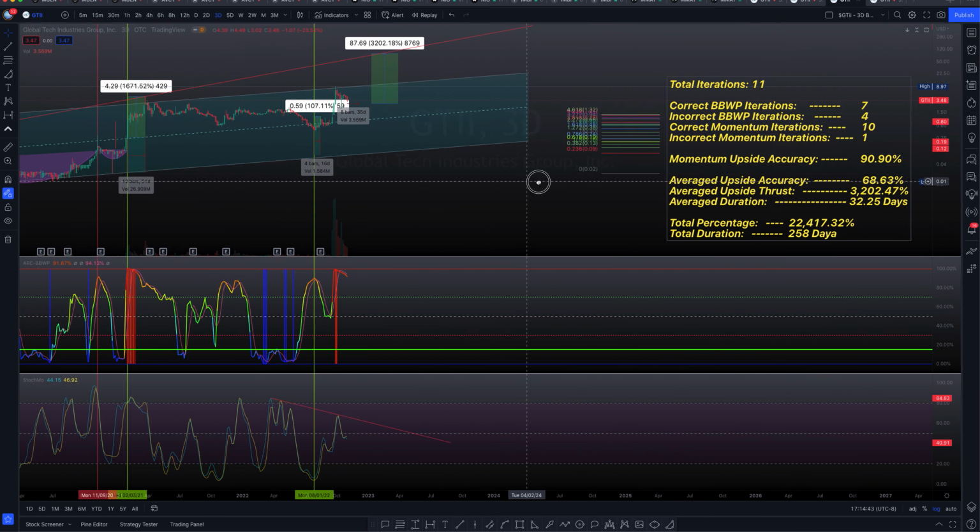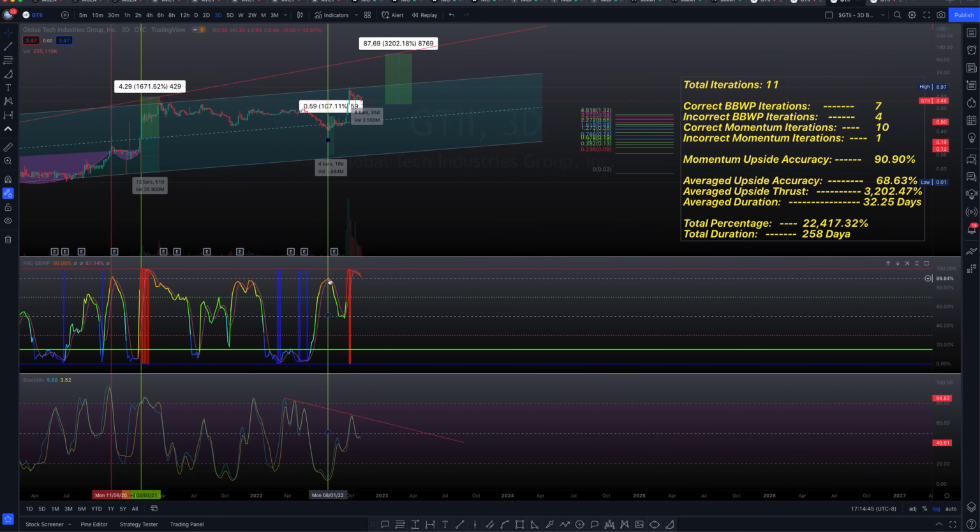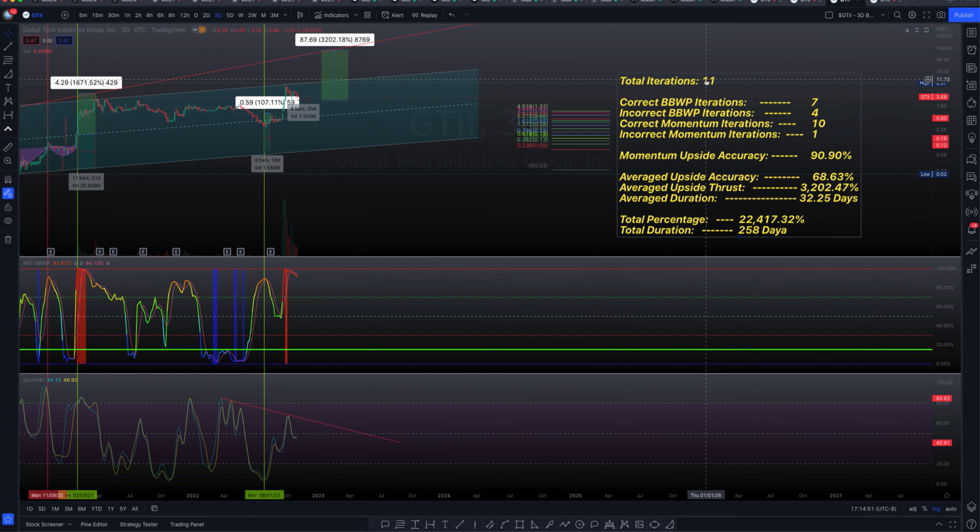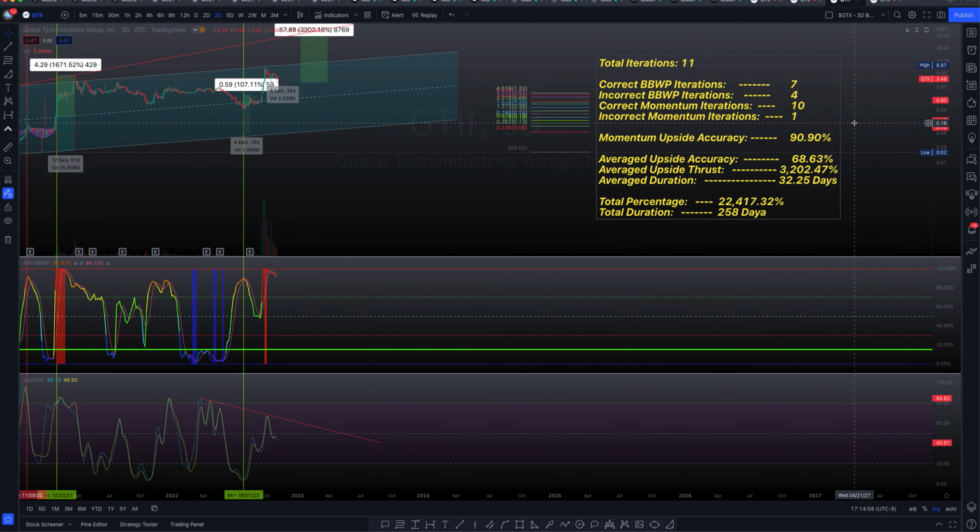So now, based on the BBWP, based on volatility retracing with the momentum oscillator pitched to the upside, we have a total of 11 iterations, and from those 11, we have 7 that are correct. And that gives us an average upside accuracy of 68.63% with an averaged upside thrust of 3,202.47% over the span of just over 32 days. We have 32 and a quarter days right here, you guys. This is proof of work.